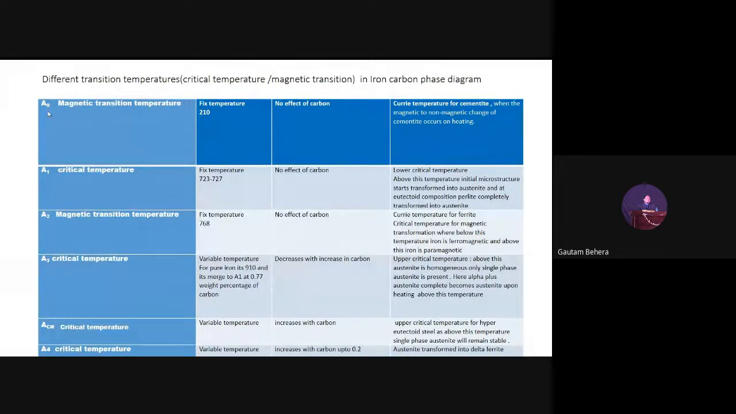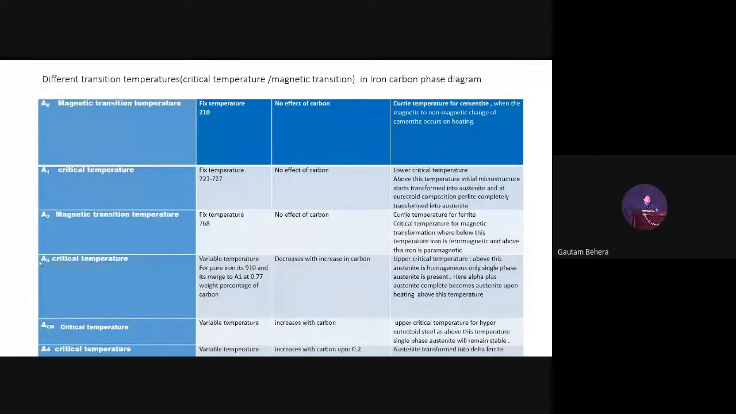So the names are like this: A0, A1, A2, A3, ACM, and A4. Some people write AE1, AE3, where E represents equilibrium. But the thing is the same. AE1, AE3, AECM, AE4. So from all these temperatures, which are critical temperatures? AE1 or A1 is the critical temperature.